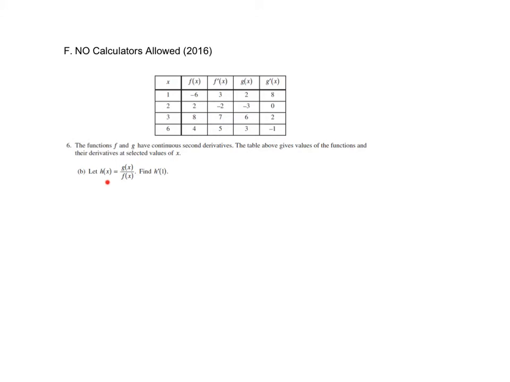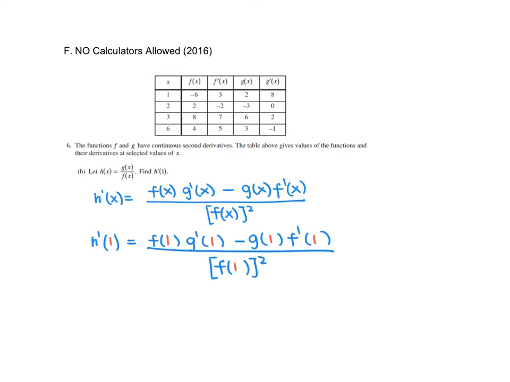Let h equal to g over f. We need to find h prime of 1. So first thing first, we need to find h prime, and we'll need quotient rule. So h prime of x is equal to low d high minus high d low, all over low low. So use the table above to evaluate each component.